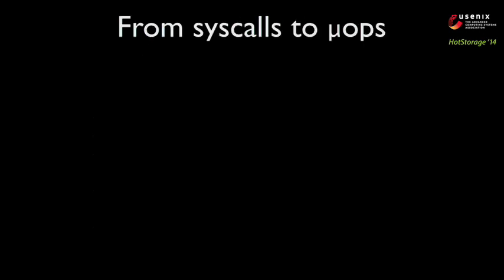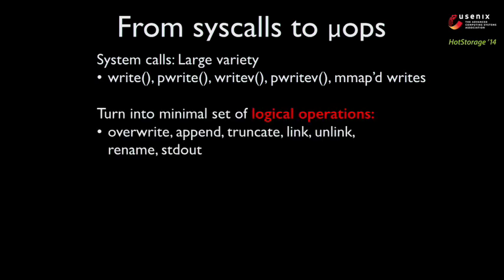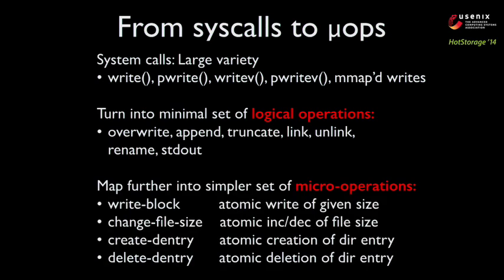Okay, so let me talk about a few of those steps in slightly more detail. There's a large variety of system calls, even to write to a file to disk. There's write, pwrite, writev, pwritev. There's mmapped writes. We transform all those things and other calls into just a small set of generic ops, like overwrite, append, truncate, link, whatever. And then we turn all of these into an even simpler set of micro operations. These are the bare minimum atomic things we'll assume we'll have as building blocks. And then the logical operations, which look like system calls, basically are built on top of those. So we have the writing of a block, the changing of a file size, the creation of a directory entry, and the deletion of one.